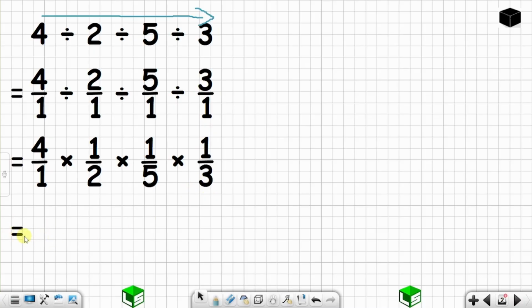This is equal to, you can simplify 4 and 2. 2 by 2 is 1. 4 by 2 is 2. So this is equal to 2 times 1 times 1 times 1 is 2 over 1 times 1 times 5 times 3 is 15.